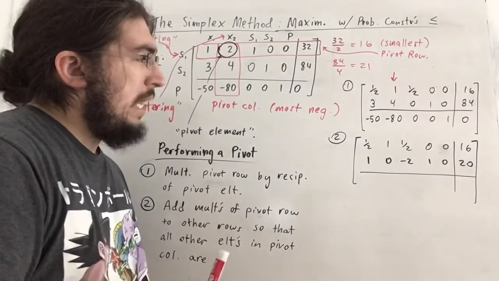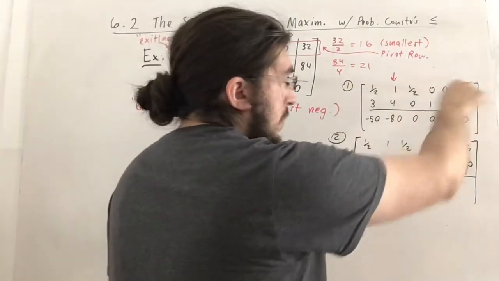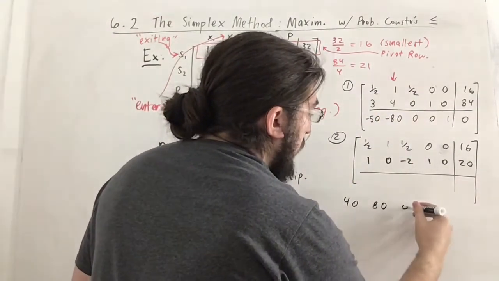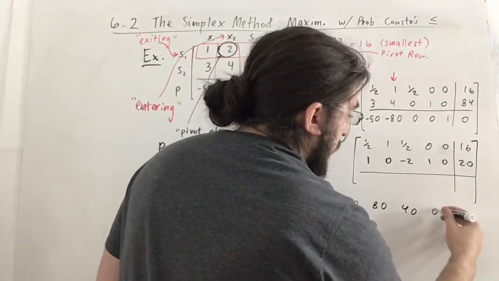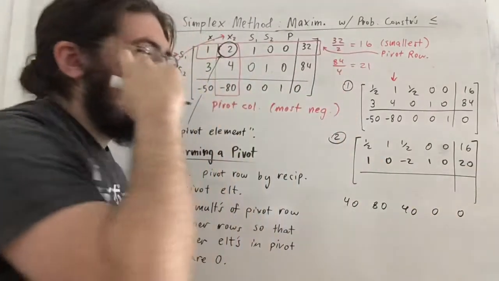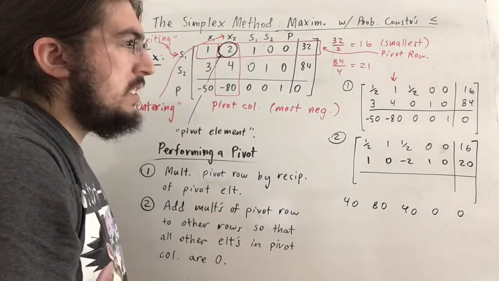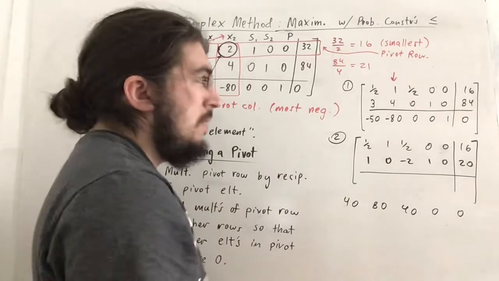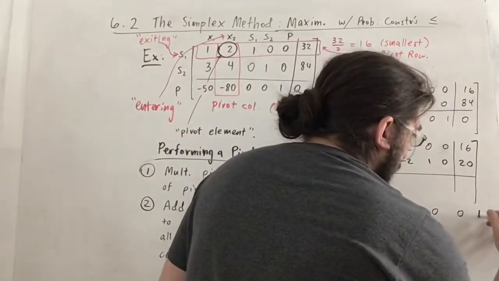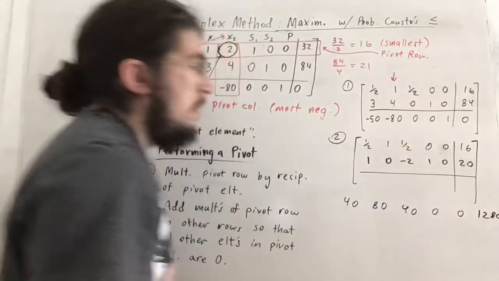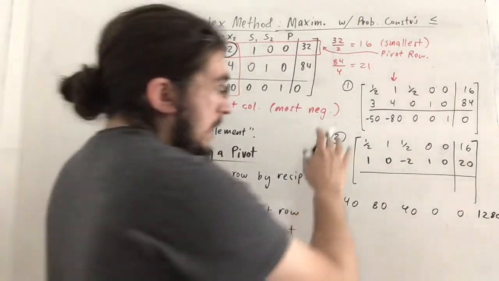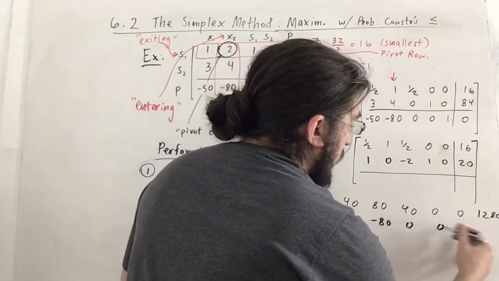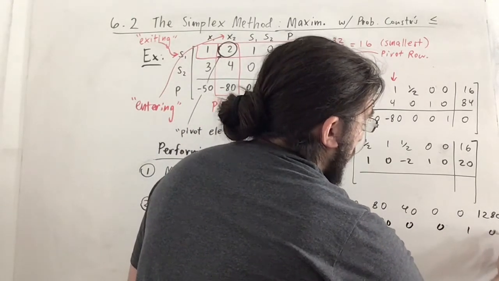Okay, so for the third row, like I was saying, we need to multiply the pivot row by 80. So 1/2 times 80 is 40. That's going to be 40, 80, 40. 0 times 80 is 0. 0 times 80 is 0. 80 times 16. Well, 16 times 4 was 64. So 16 times 8 is double that, so that's going to be 128. But since we're multiplying it by 80, we gain a 0. So that's going to be 1280 actually, when multiplying 16 by 80. Then the bottom row stays the same, negative 50, negative 80, 0, 0, 1, and 0.